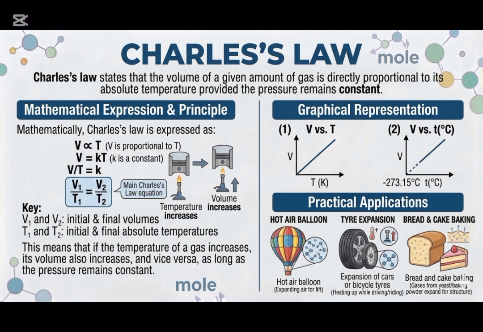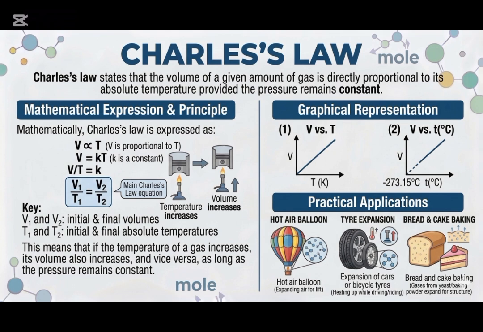And because gas moves from one state to another, the formula becomes V1 over T1 equals V2 over T2, where V1 and V2 are initial and final volumes, T1 and T2 are initial and final absolute temperatures. Now, from the relationship of V and T in the law, it means that if the temperature of a gas increases, the volume also increases, and vice versa, as long as the pressure remains constant.